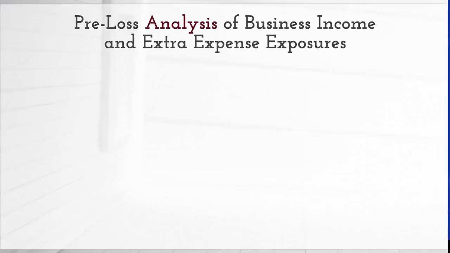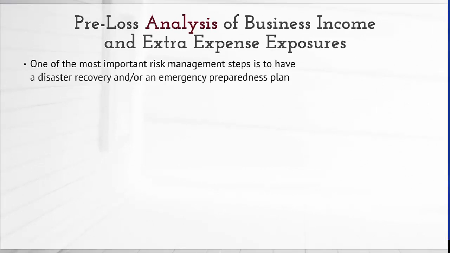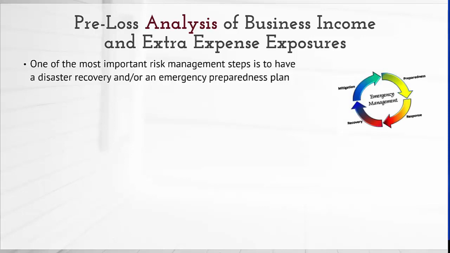Now let's discuss a pre-loss analysis of business income and extra expense exposures. One of the most important risk management steps is to have a disaster recovery and/or emergency preparedness plan. This can mitigate or reduce the exposure that a business has to business income losses in particular. For example, it can keep the business from having an extended period of downtime and allow the business to continue operations at least at a reduced level while the property is being repaired or replaced.